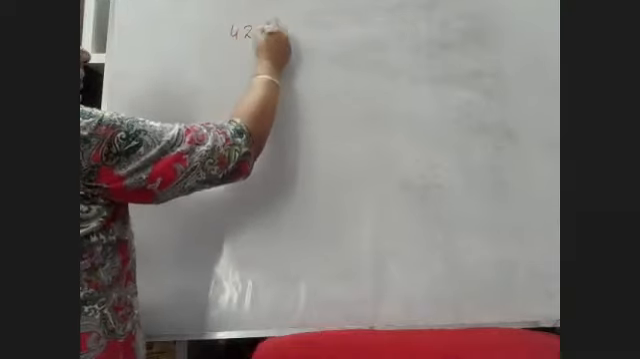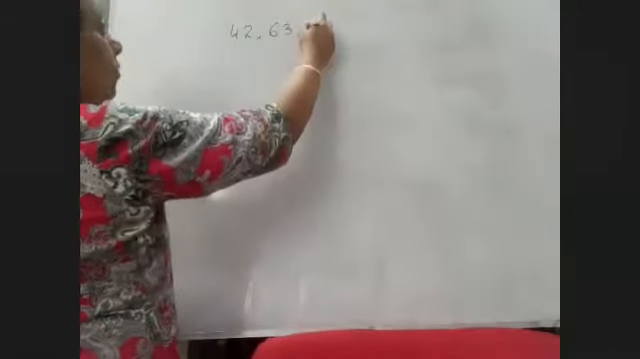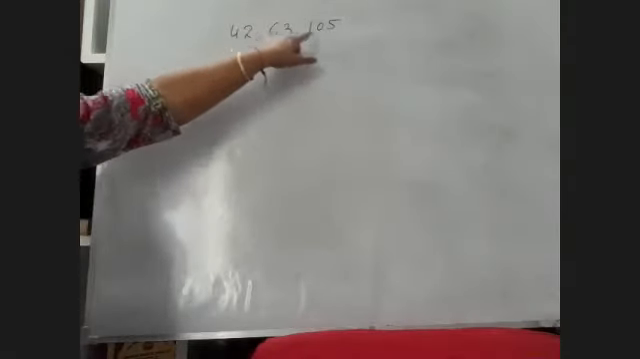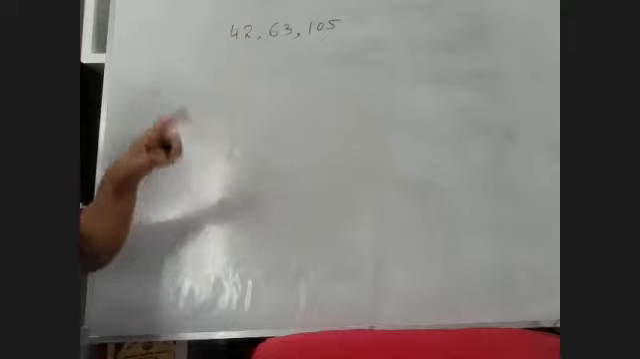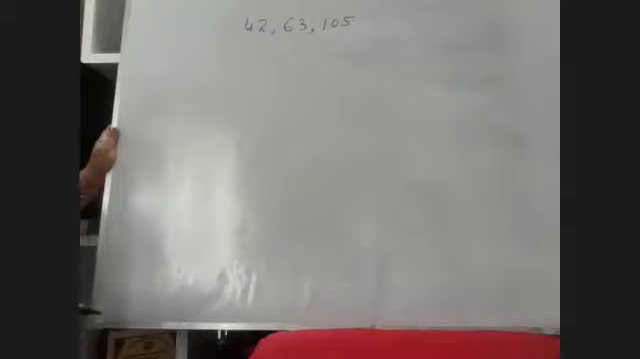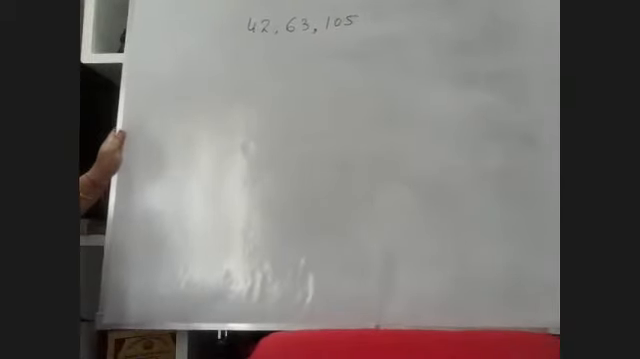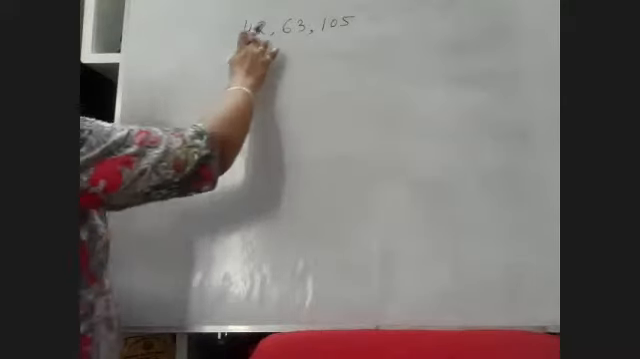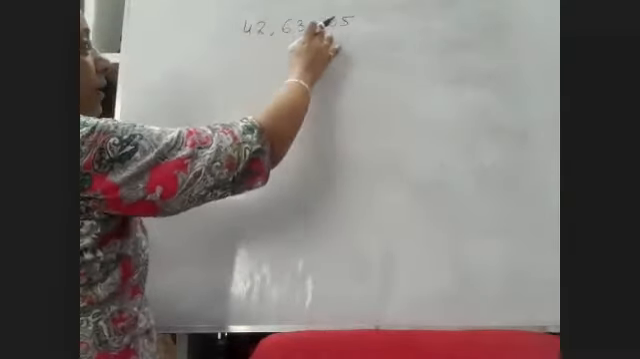Next is find HCF of 42, 63, and 105. Yes, friends, now 42 is an even number, but 63 and 105 are odd numbers. Now observe these numbers carefully and find by which number these are common multiples: 42, 63, and 105.